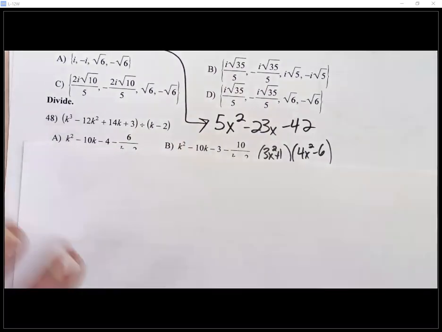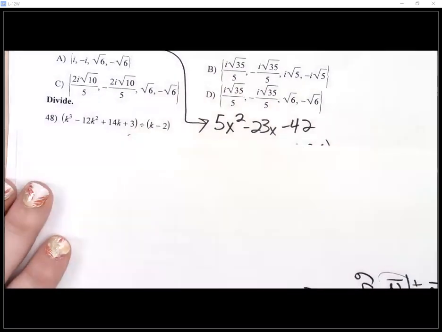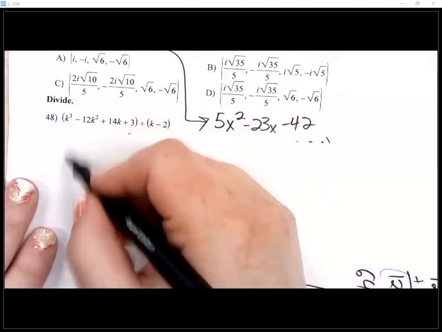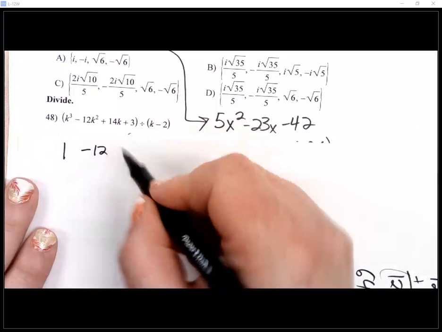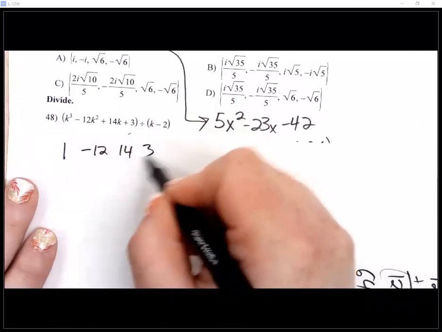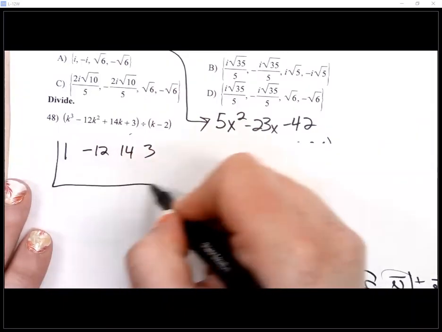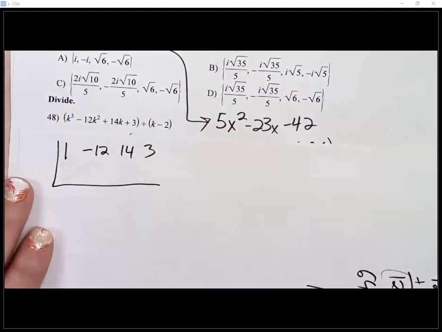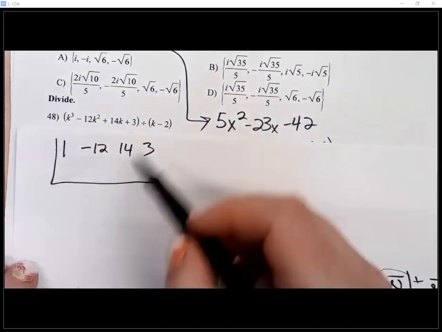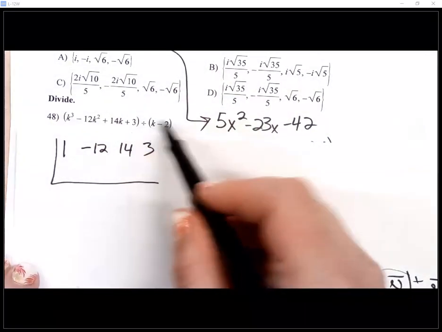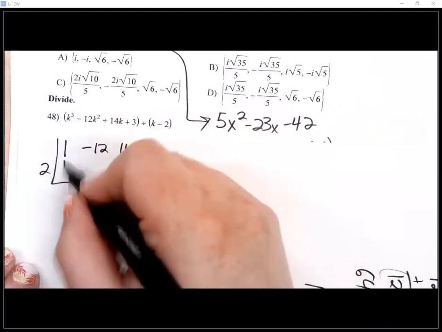The only thing you have to remember with this is, well, there's a couple things. Drop down your coefficients. Don't forget about zero placeholders. What is the number I plug in? It's positive 2, because I'm always thinking about what's the zero. This is a factor, k minus 2. The 0 that would come out of that is positive 2. So let's pop in a positive 2 and see what we get out.